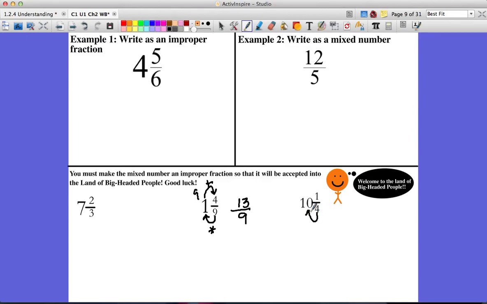In this case, I would do 10 times 4 plus 1, so it gave me 40, plus 1 gives me 41 over 4. Again, the most important part is that you understand what the pieces of the fraction mean, so you understand why this works.